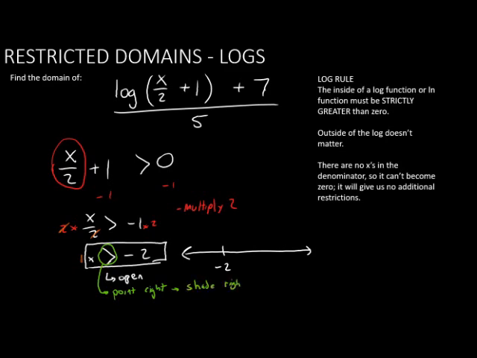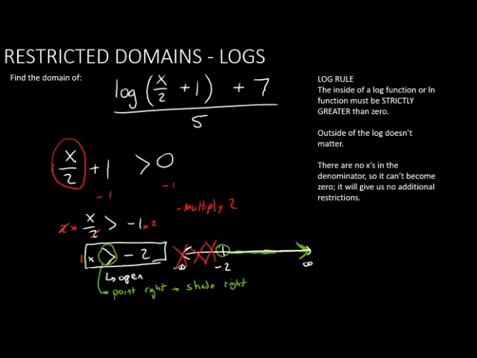Now that we know which way to shade, we will place our open circle at negative 2 and then shade in the right-hand direction. We'll place negative infinity on the left, positive infinity on the right, but we're going to cross out the left side of this picture to show that the left side's not part of the domain, only the right side is.